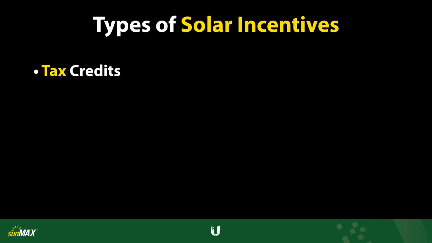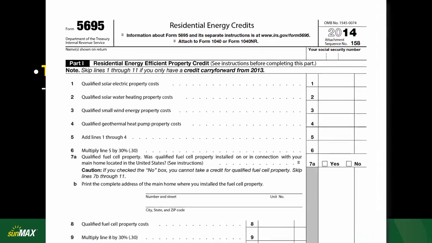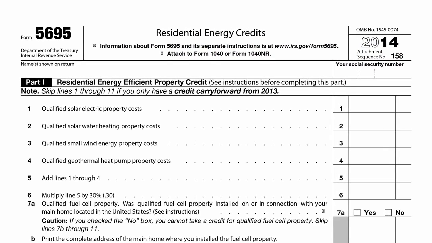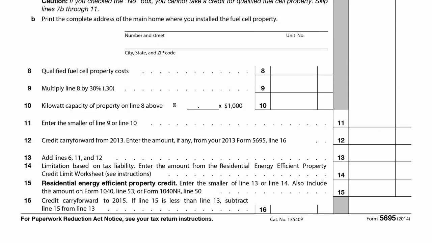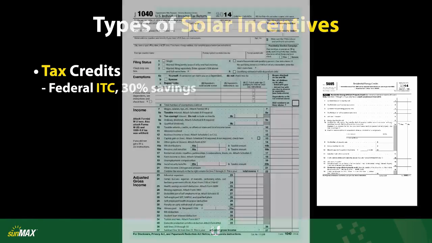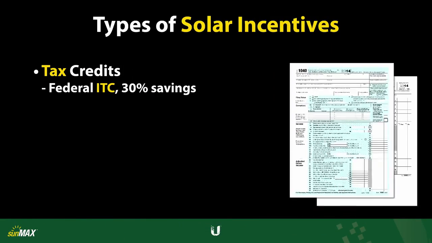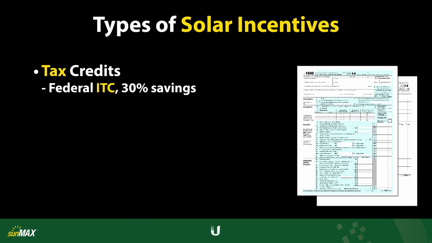The Investment Tax Credit, or ITC for short, is a federal tax credit renewed through 2016, which grants U.S. taxpayers 30% savings from the cost of a new solar energy system. Taxpayers must file an IRS Form 5695 together with their normal 1040 tax form, so savings come as reduced tax payment or an increased tax refund.